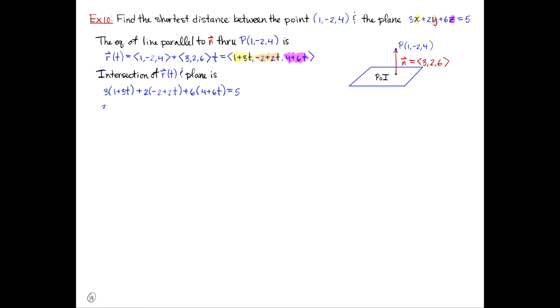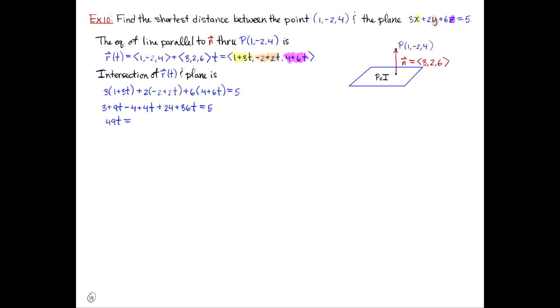Distributing, we have 3 plus 9t minus 4 plus 4t plus 24 plus 36t equal to 5. Looking at our terms with a t in it, we have 9t plus 4t is 13t plus 36t, so 13 plus 36 is 49t.